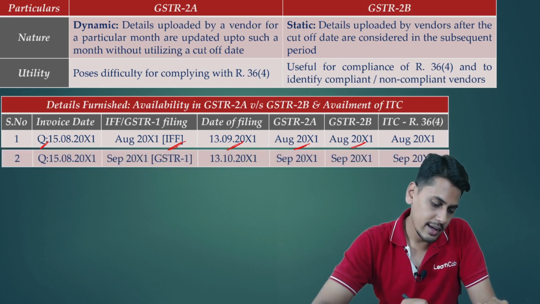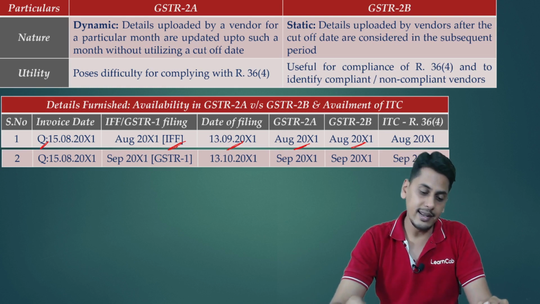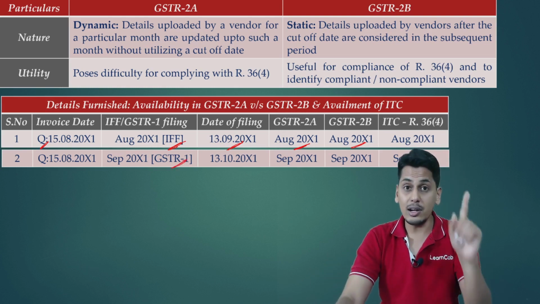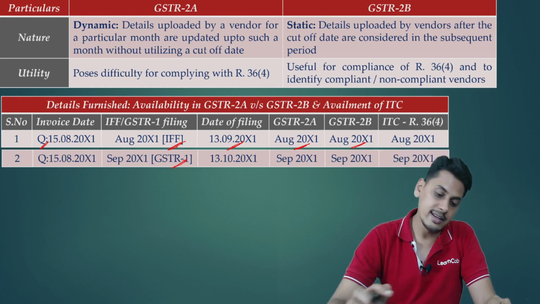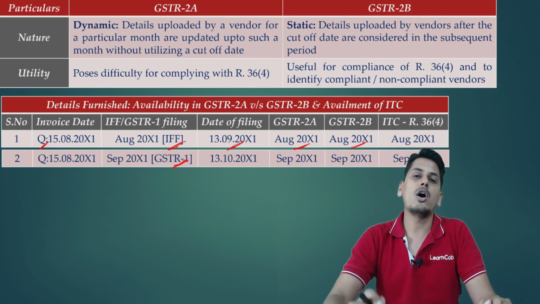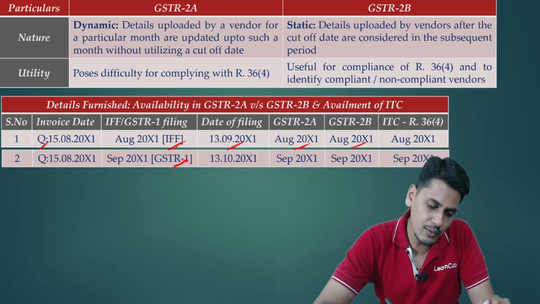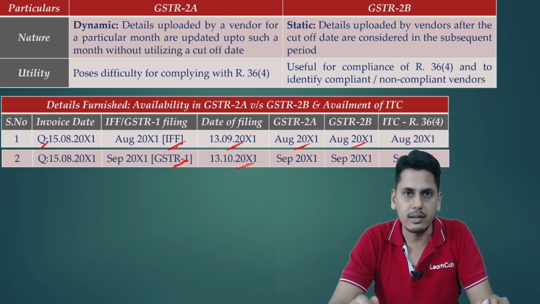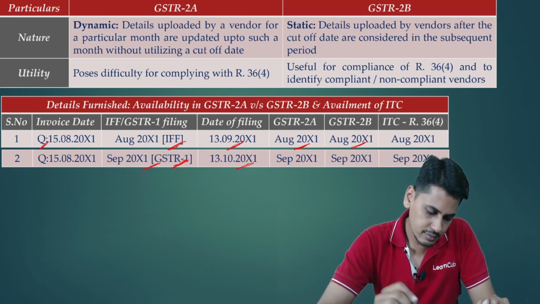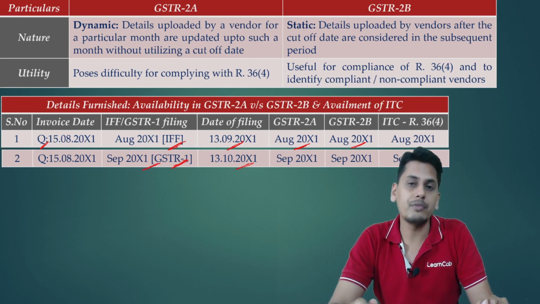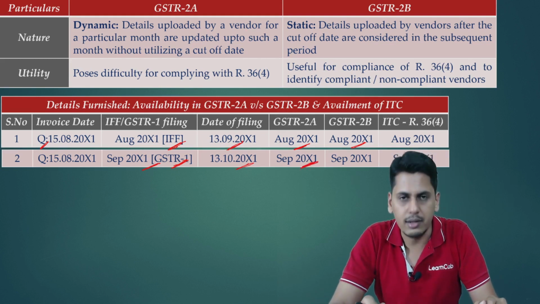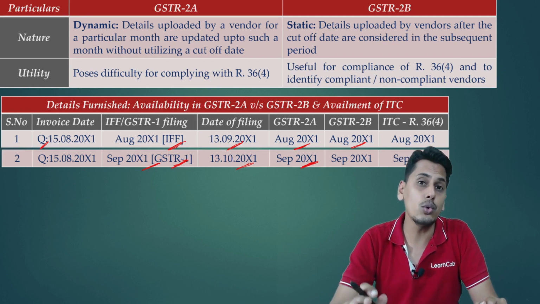Next one. Invoice dated 15th of August. It is included in GSTR 1 of the quarter. It is not filed in IFF of August. It is included in GSTR 1 of the quarter, July, August and September. So this GSTR 1 is filed on 13th of October. So friends, since it is filed in GSTR 1 of the quarter, it would reflect in GSTR 2A of September.